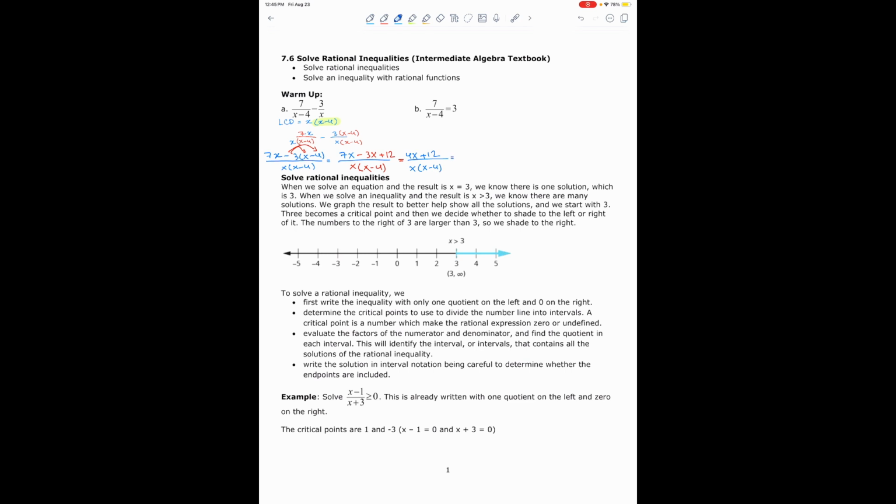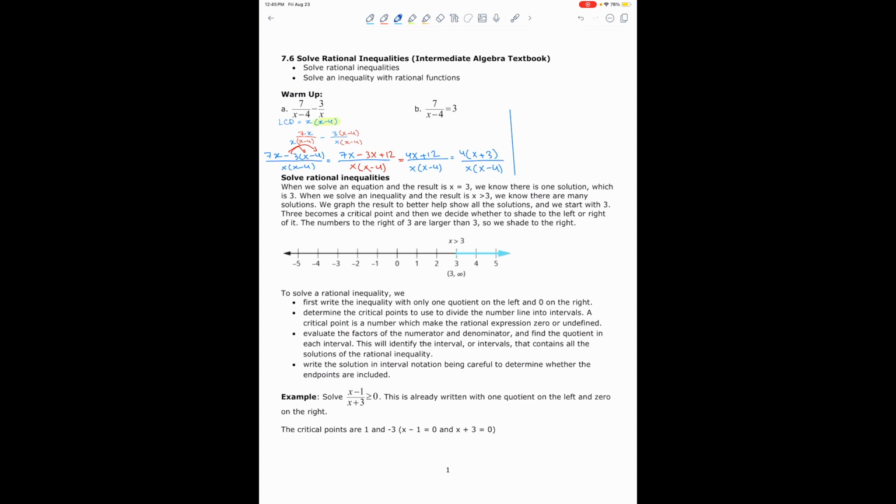And if we want to make it look a little bit nicer, we can pull the 4 out. So we'll have x plus 3 over x times x minus 4, and that is the simplest form, basically. So the idea of this warm-up is to practice the least common denominator.